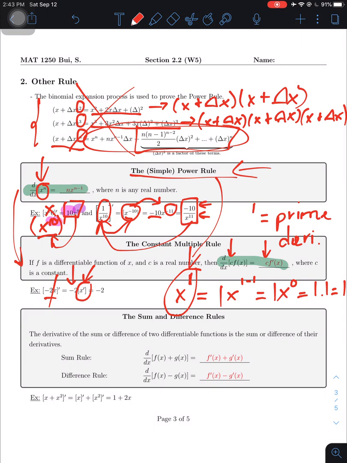is 1, okay? And that's why in here, I should have some more steps. I'm going to get something like negative 2 times 1, and this 1 is coming from the derivative of x, and then negative 2 times 1 equals negative 2, and this is the final answer for this problem in here, okay? And lastly, we have the sum and the difference rules.